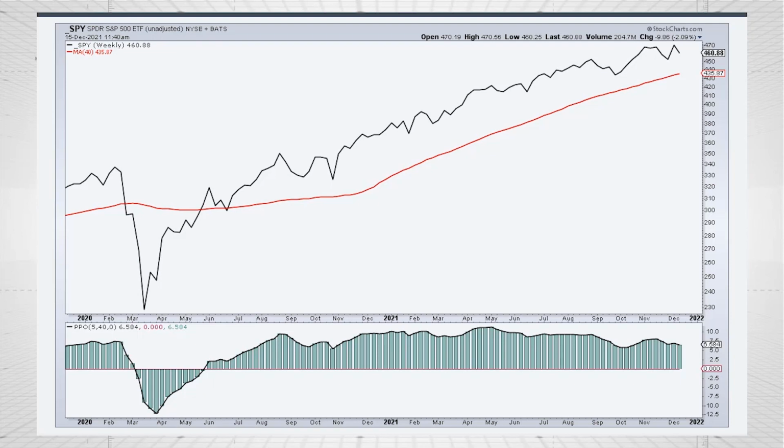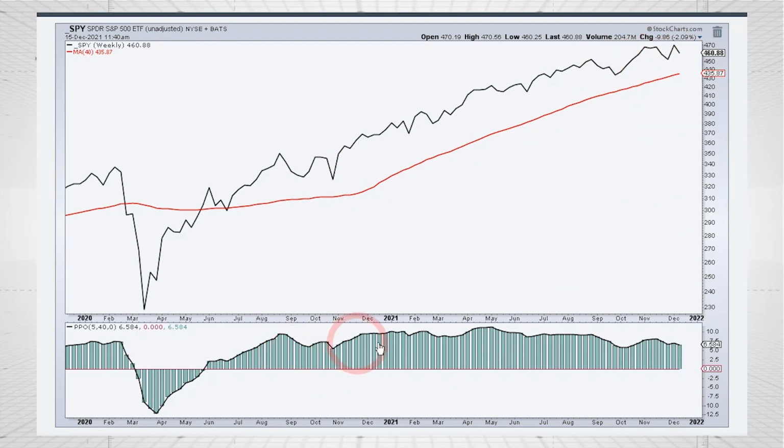But these weekly charts here, they're very simple, just weekly close-only prices here. This is SPY. We've got the red line, which is the 40-week moving average. So SPY is clearly in an uptrend. It's above the rising 40-week. It hit a new high there, weekly closing basis. So it's still in an uptrend.